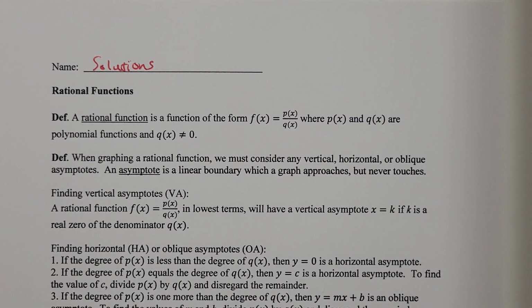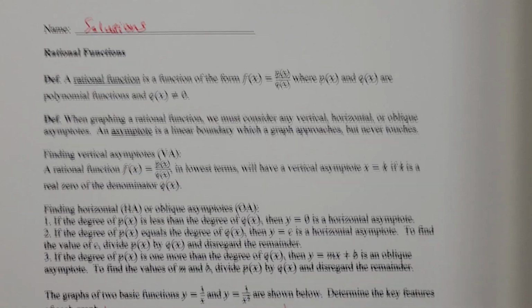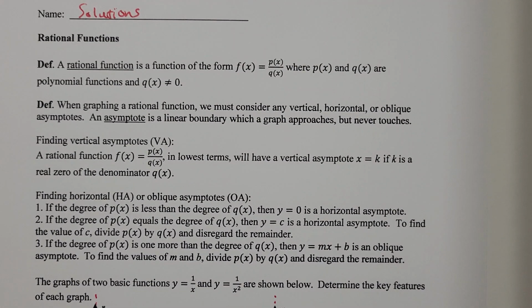Okay, so this worksheet is going to be our notes for section 3.7. We're going to talk about rational functions in this section. So there's a definition there. It says the rational function is a function of the form f of x equals p of x divided by q of x, where p of x and q of x are polynomial functions and q of x is not the zero polynomial. So just like with numbers, I can't divide by 0.